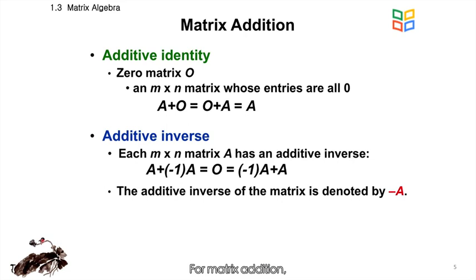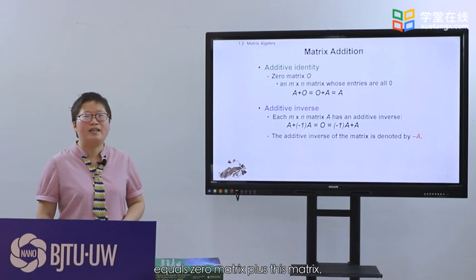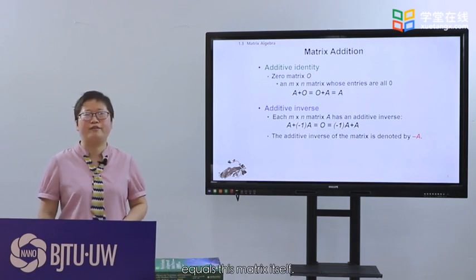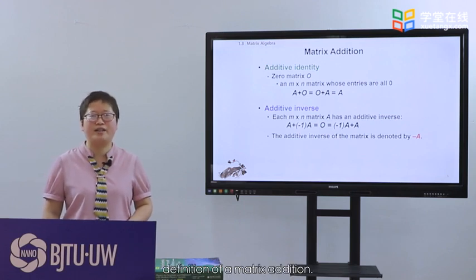For matrix addition, we have some special concepts. The first one, additive identity. The zero matrix, that is an n by n matrix whose entries are all zero, we call the additive identity. So we know that A plus the zero matrix equals the zero matrix plus A equals A itself. We can just obtain this by the definition of matrix addition.